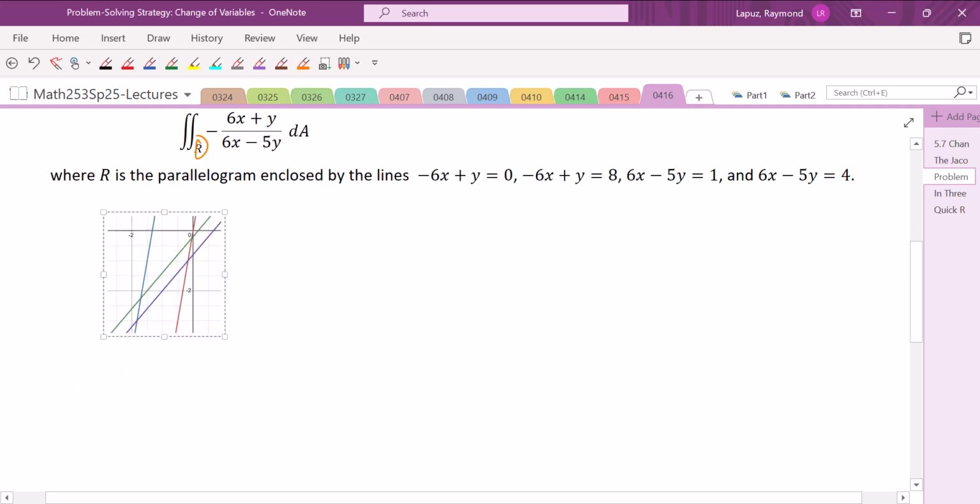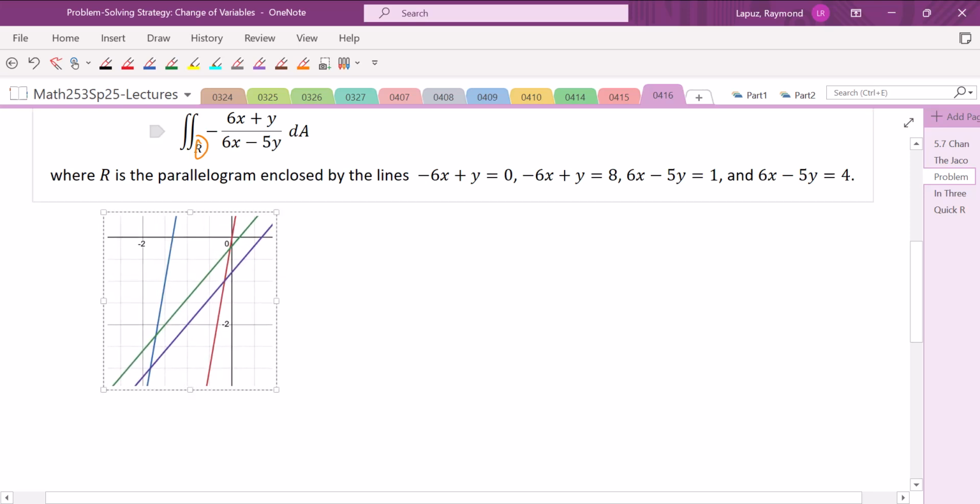Right, so these are your 4 lines. This makes up the parallelogram. And if you look at it carefully, you can see the enclosure part of what you're looking for. So we are looking at this thing over here.